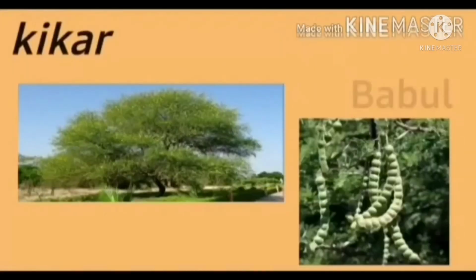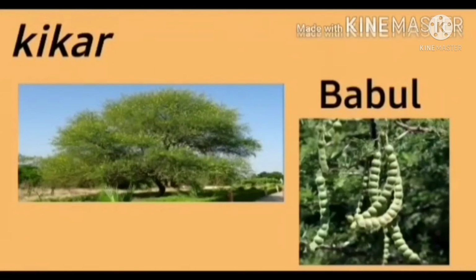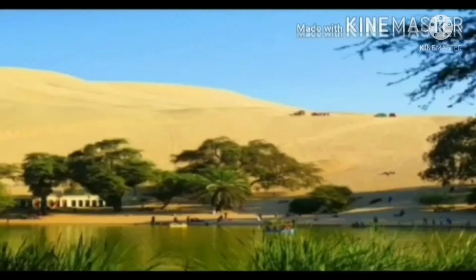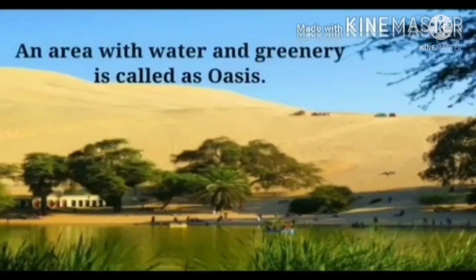Date palms, kikar and babool trees and grasses grow in these areas. The land is also fertile here, children. Such an area in a desert with water and greenery is called an oasis. Thus, most villages are situated around an oasis.